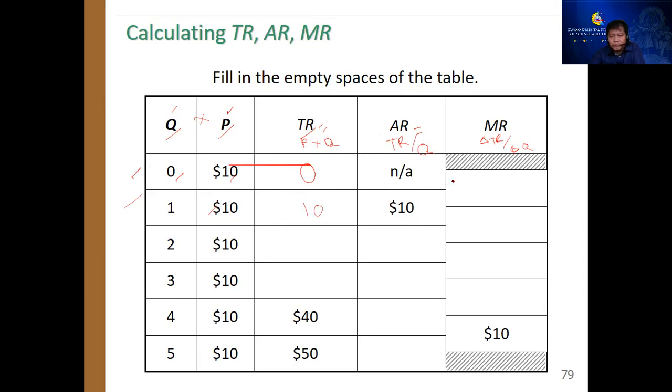Now the marginal revenue here is the change in total revenue, no? The total revenue here is 0, and here it is 10. So the change is 10 minus 0, divided by 1 minus 0. So this one is 10, no? This one is 10. Okay?